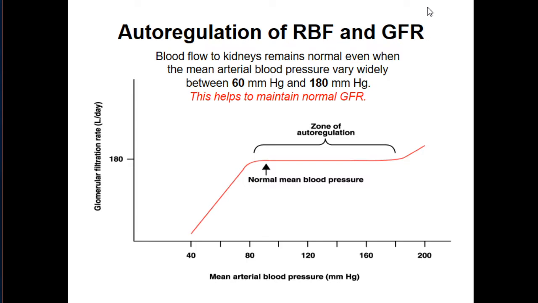So as you can see, this graph nicely shows that autoregulation of renal blood flow and glomerular filtration rate will be independent within a wide range of pressure fluctuations, actually from 60 to about 180 millimeters of mercury. You will still manage to maintain a healthy glomerular filtration rate of around 180 liters per day.